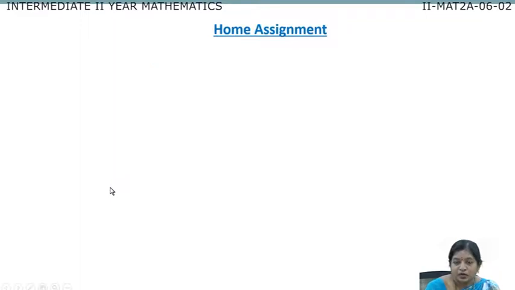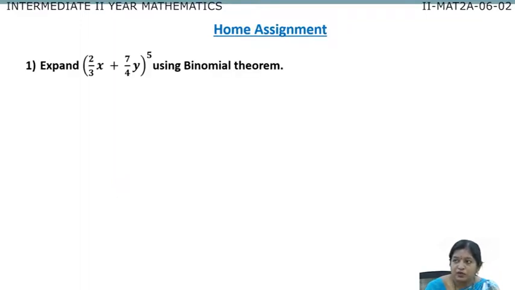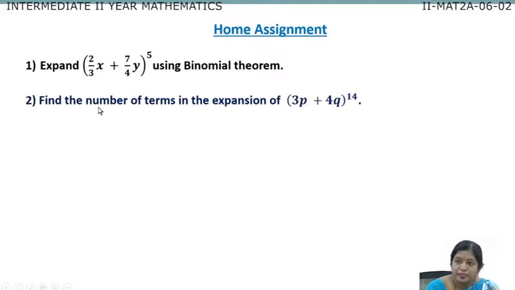With this concept, I think you can do the following assignments. The first question is: expand (2/3x + 7/4y)^5 using the binomial theorem. Find the number of terms in the expansion of (3p + 4q)^14.